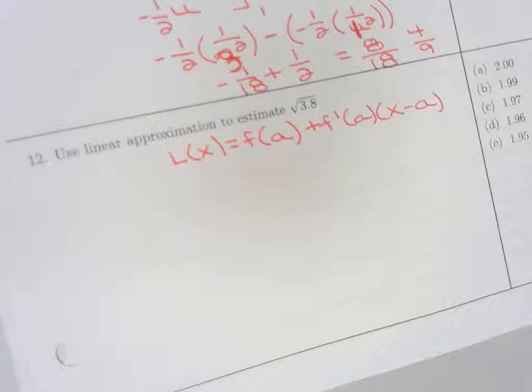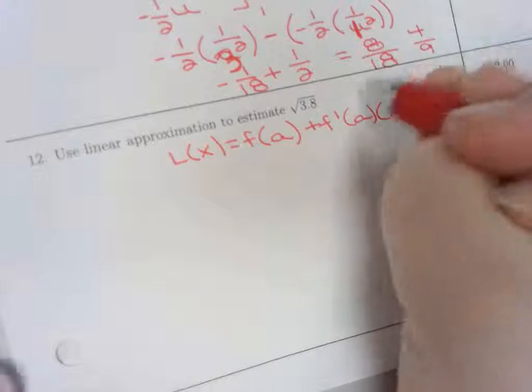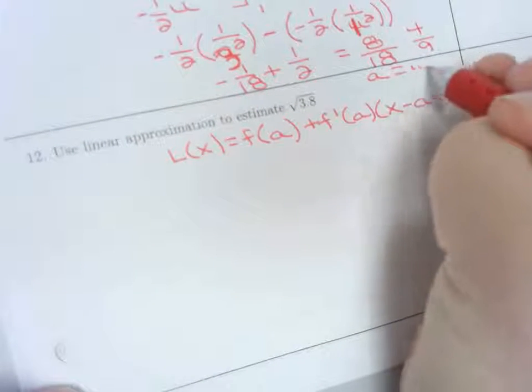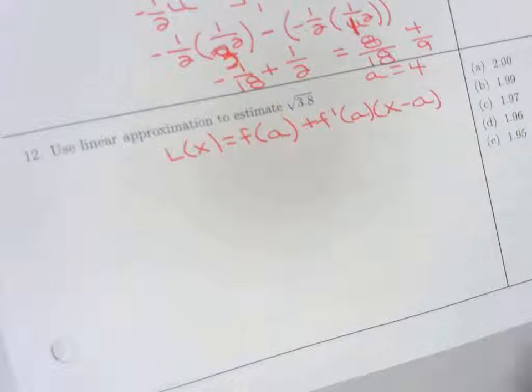Since we're taking the square root, we're going to pick numbers that are perfect squares. So we're going to let A be 4 in this one. If they don't give you a value to use, like the last example we did last week, it was 100, you're going to want to pick, if it's square roots, perfect squares.